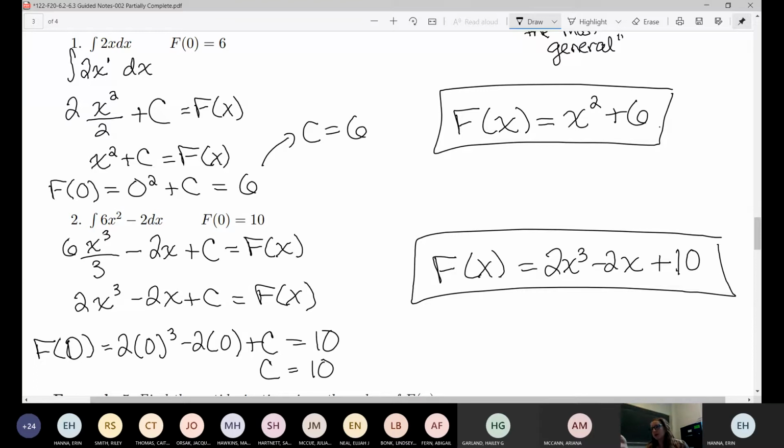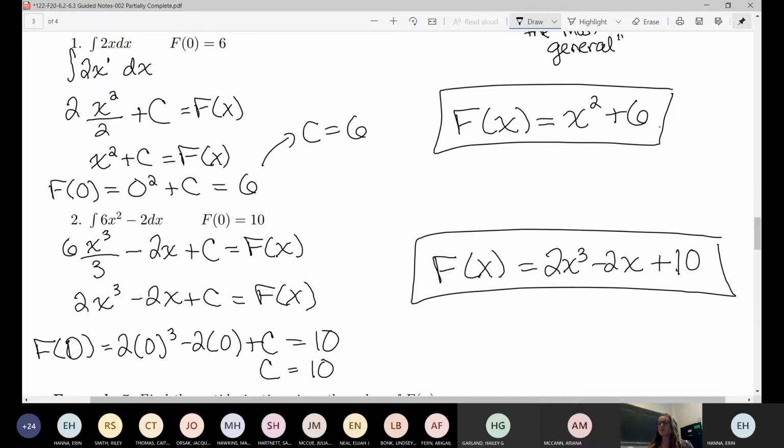Now, I want to stress here that in both of these cases, the number we were given as the extra bit of information turned out to be c. That does not always happen. Notice in this case we were given f of 0. We might not be given f of 0, we might be given f of some other number, which we'll do a couple of in a second. But I also don't want you to think that if it's f of 0, it gives me c. Not necessarily the case either.